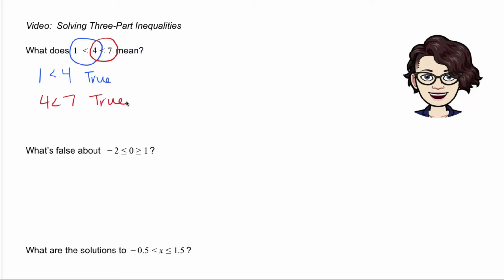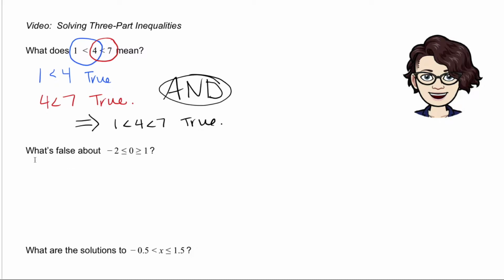And that's also true. So what this implies is since both of these parts are true, then the overall statement 1 less than 4 less than 7 is a true statement. And this three-part inequality is an implied and. So both parts have to be true.